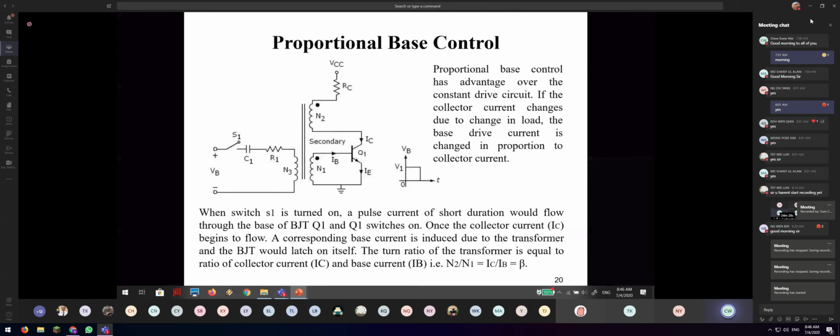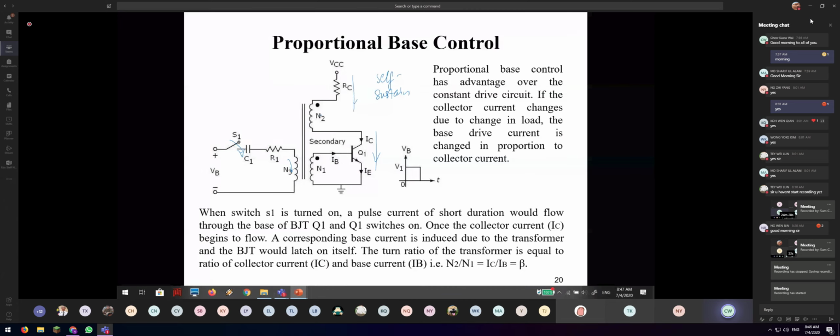And then this one is called a proportional base drive circuit. Proportional base drive actually refers to the so-called regenerative behavior, because it will be able to self-sustain. How it works is very simple. First, this part provides the drive when the switch is on. When it turns on, it will turn on the BJT. Then IC turns on, and the current will flow down.